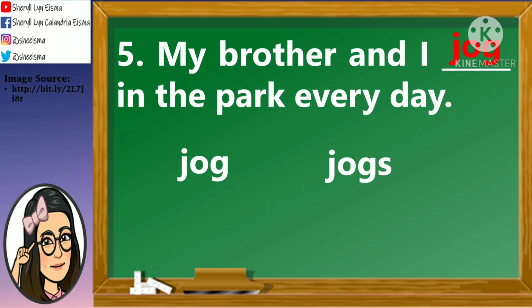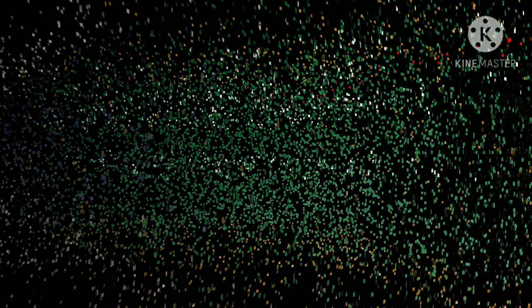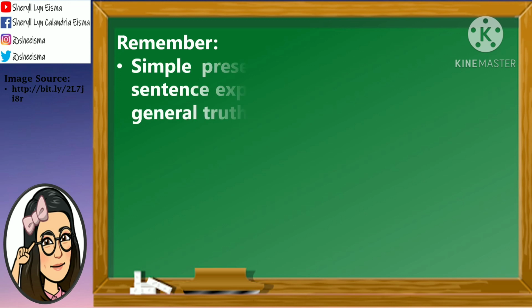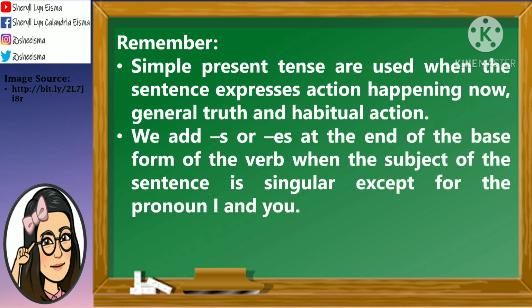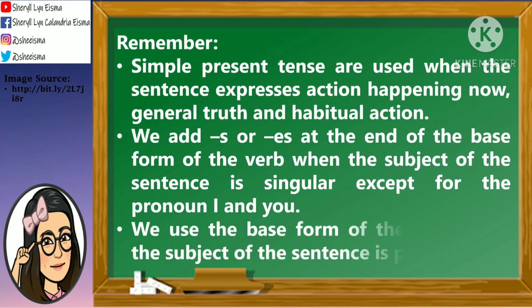Did you get all the answers correct? I hope you do, and I hope you understand our lesson for today. Always remember, simple present tense are used when the sentence expresses action happening now, general truth, and habitual action. We add s or es at the end of the base form of the verb when the subject of the sentence is singular, except for the pronoun I and you. We use the base form of the verb when the subject of the sentence is plural.